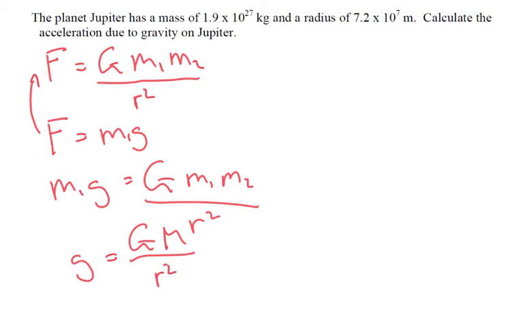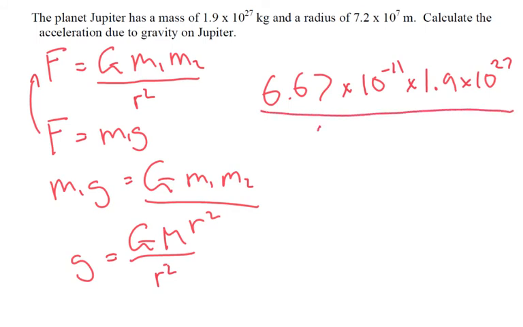So now let's apply this, so let's put the values in. So big G is 6.67 times 10 to the minus 11 times the mass of Jupiter, which is 1.9 times 10 to the 27, okay, divided by r squared. So the radius, so brackets 7.2 times 10 to the 7, that's all squared. So we're going to find that g is equal to 24.4 meters per second squared.